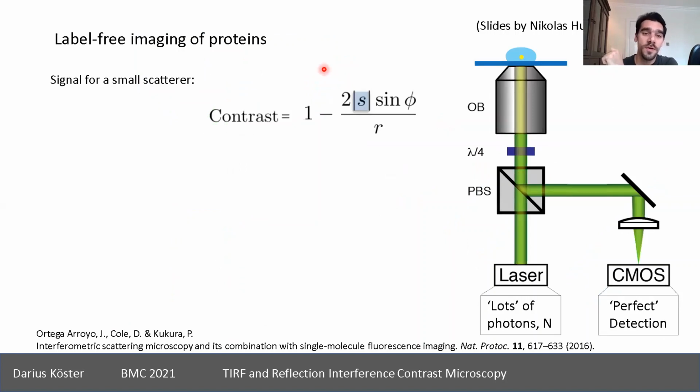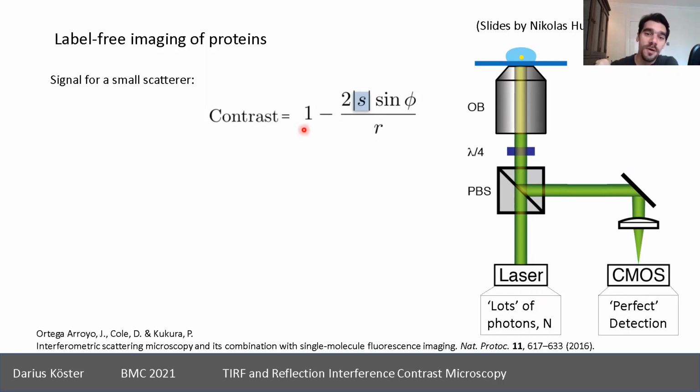So for a small scatterer, the contrast is sort of given by the scattering amount divided by the reflectivity, what comes in as noise, and the phase shift between the two. And again, we don't need any labeling, so you can actually put in a lot of photons. Don't have any photo bleaching or anything like that.